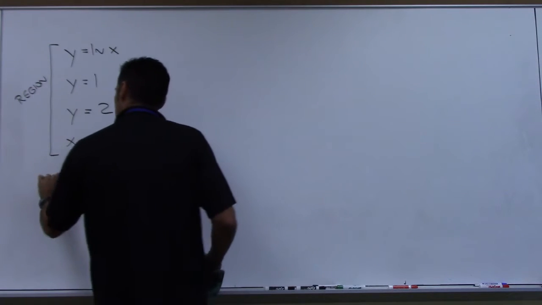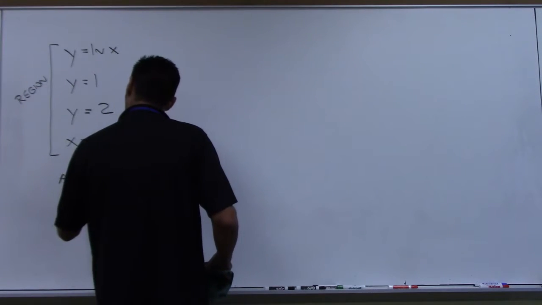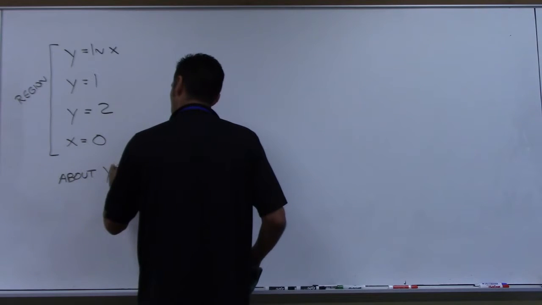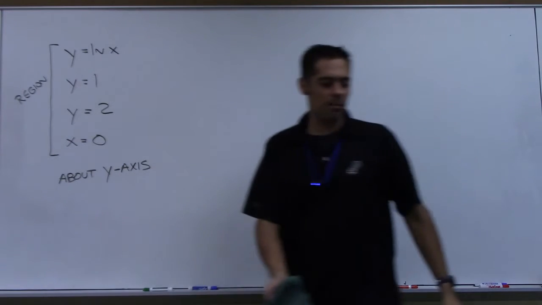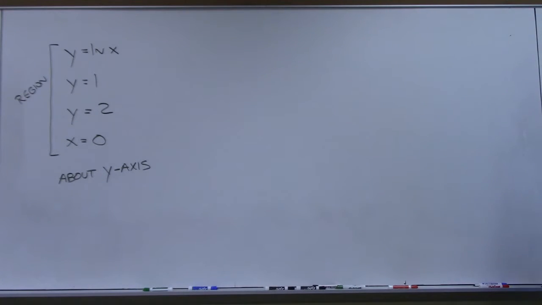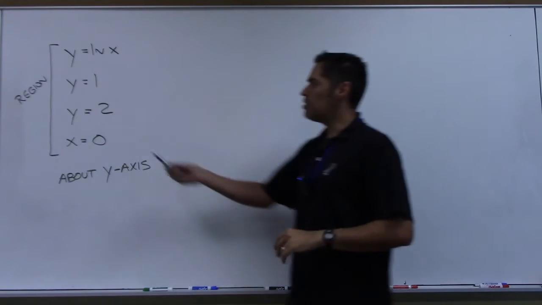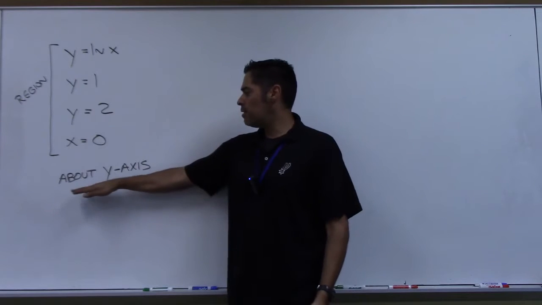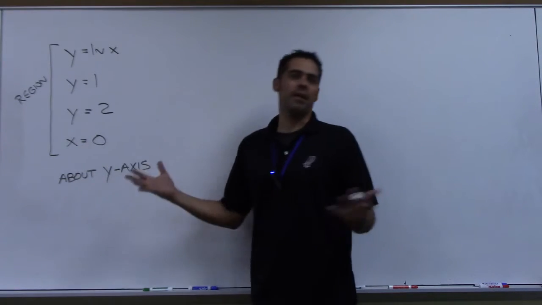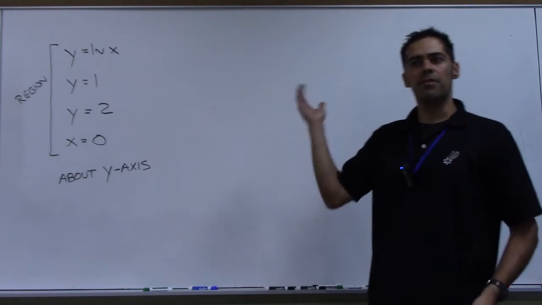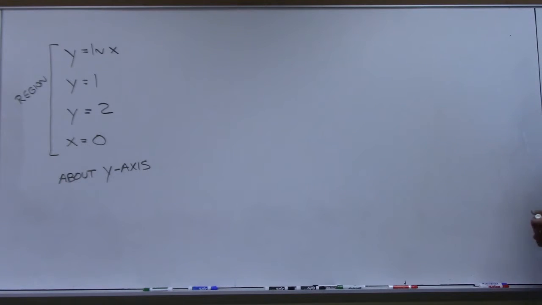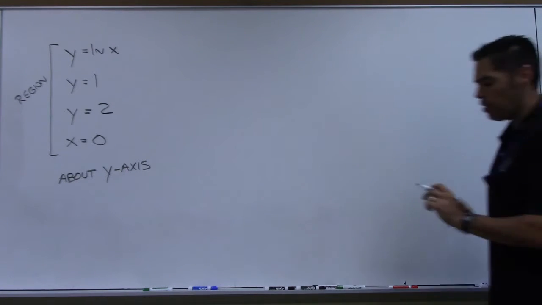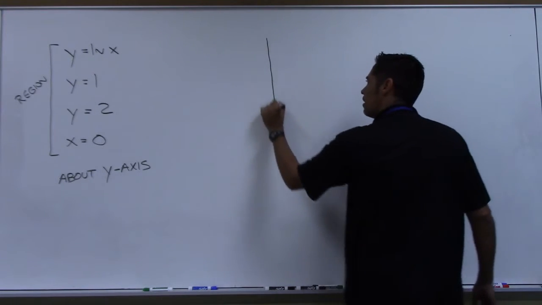And I'm going to rotate it about the y-axis. In all these problems that you're going to do for homework, they're going to give you equations that create the region. They're going to tell you what axis, and when they tell you what axis, it'll say about something. And that about something tells you where you're rotating. All right, so the picture is important. Notice I haven't used a calculator at all.